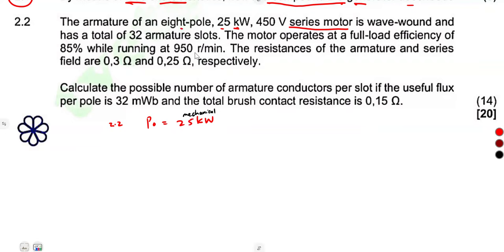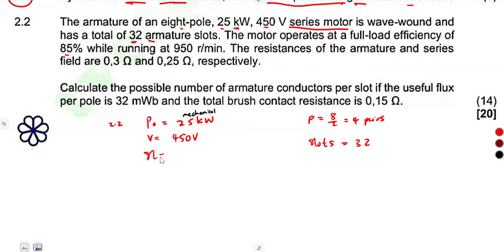So they said that's an 8 pole. So we can find the pair poles, 8 over 2, which is 4 pairs. And the voltage is given, which is 450. And we are also given a total of 32 armature slots. The number of slots is 32.